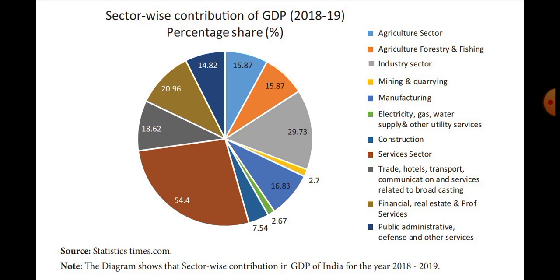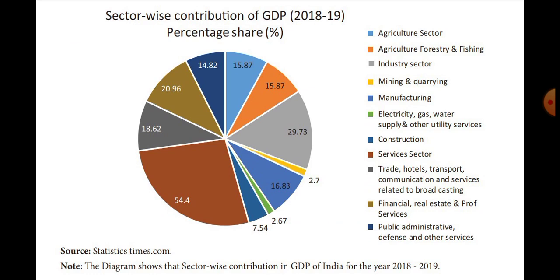Then financial, real estate and professional services contribute 20.96 percent. Then public administration, defense and other services contribute 14.82 percent. Okay, can you understand, students? Among all these areas, the service sector is contributing the most.